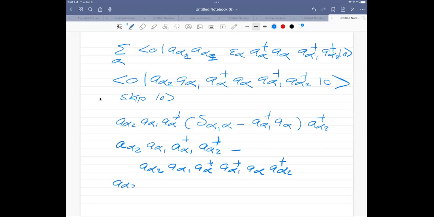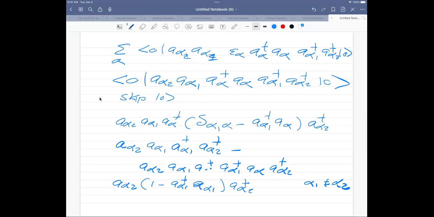I will have an A alpha 2, and then I have a 1 minus A alpha 1 dagger, and then I have a multiplication with an alpha 1. No, sorry. So I have an A alpha dagger, and then I have an A alpha 1 multiplied with an A alpha 2 dagger, like this. And again, we just have to keep in mind also that alpha 1 is different from alpha 2 here.